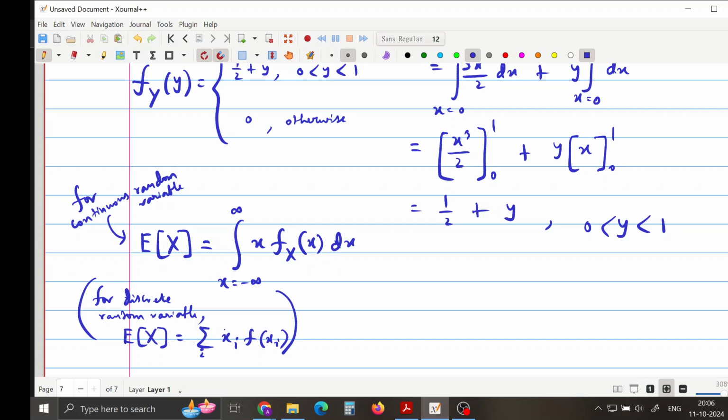integration. And in the case of a discrete random variable, we don't call it PDF, but we call it PMF, probability mass function.